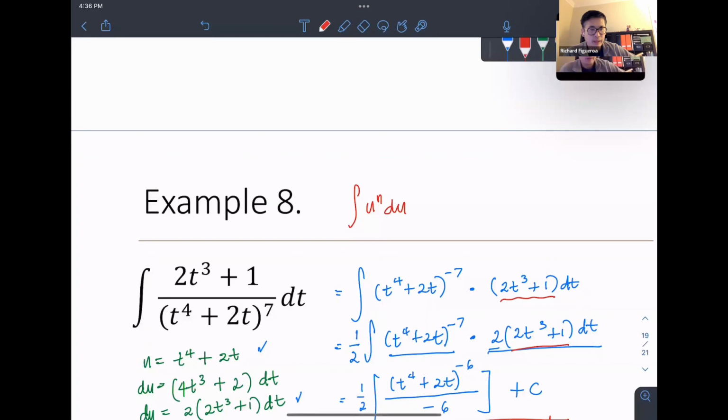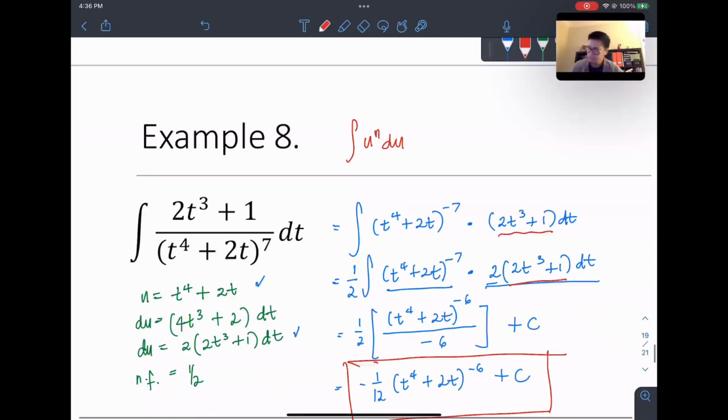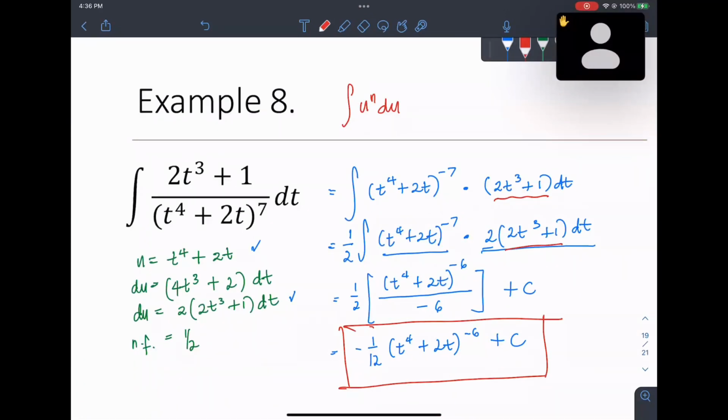Yes, Aaron. Sir, yung sa assignment po ba kailangan complete solution? Yes, provide the solution as well.